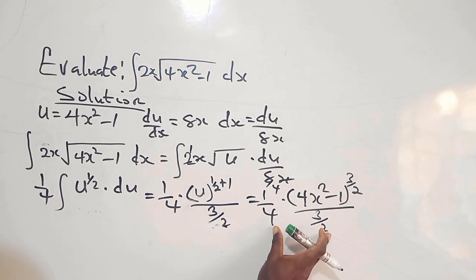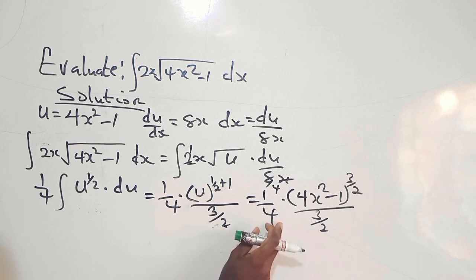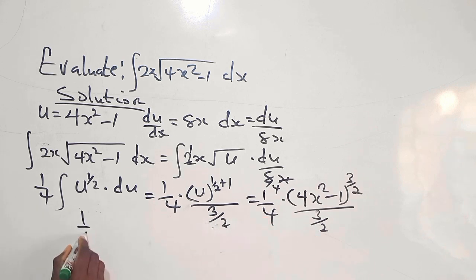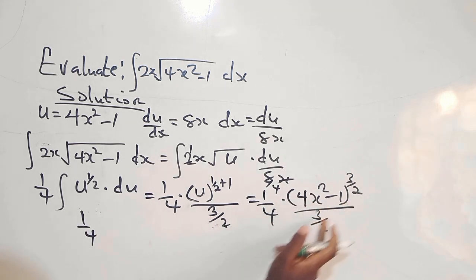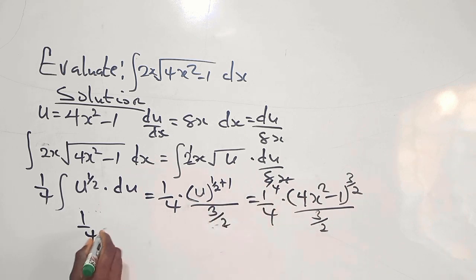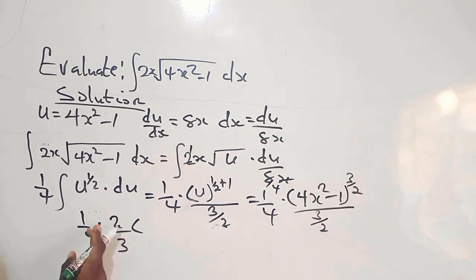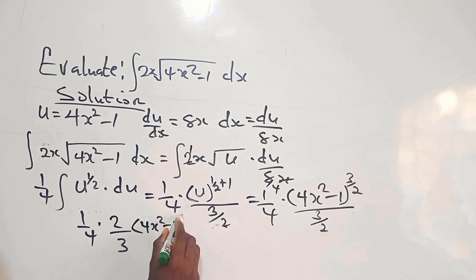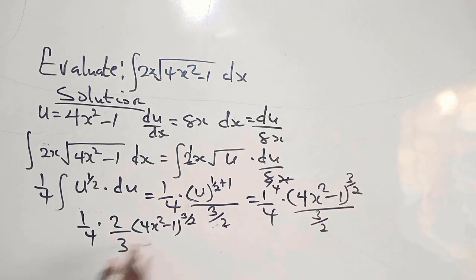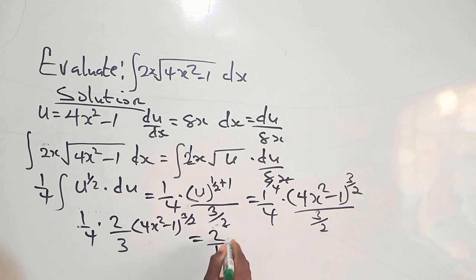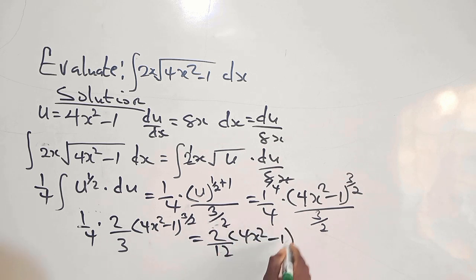So I'm dividing this with a fraction. And now I can simplify further. So I have 1 over 4. Since I'm dividing this with a fraction, I have times 2 over 3. So I multiply everything I'm having here with this. So I have 4x squared minus 1 to the power 3 over 2. Here I have 1 times 2 to be 2, over 4 times 3 is 12. So I'm multiplying it with 4x squared minus 1 to the power 3 over 2 plus my constant.